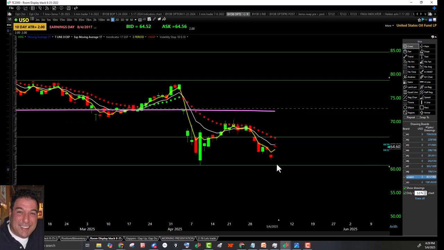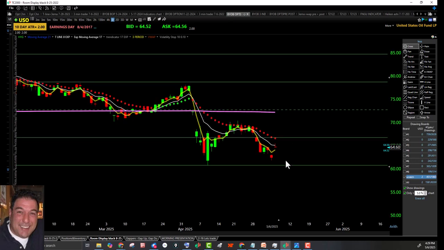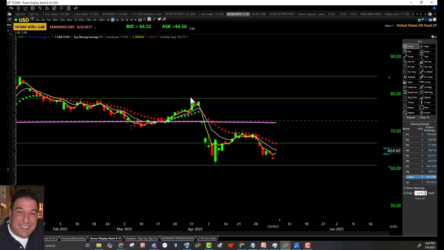USO is still in quadrant 4, still in bearish territory. Not making any. See, there's a high, there's a high. There's a low, there's a lower low. So still in a downtrend, not making any higher highs, and bearish down here in quadrant 1. All right, let's take a look at UNG.